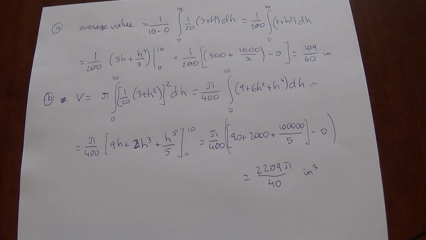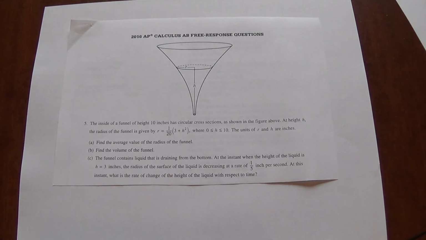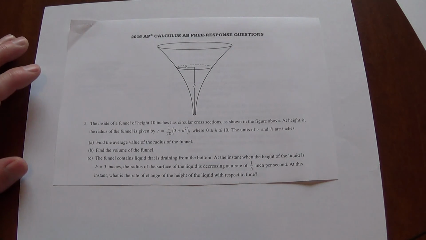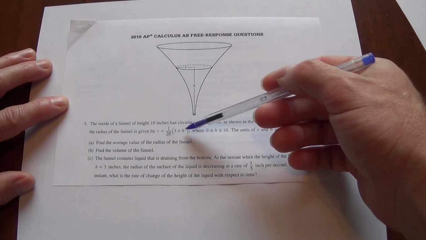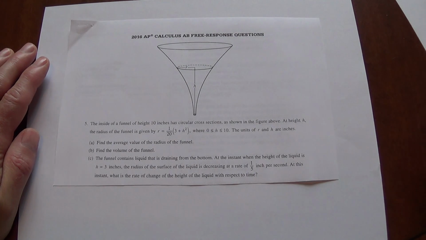A and B are both pretty straightforward. Part C. Let's see what the question is asking us. So we have the funnel that contains liquid that's draining from the bottom. At the instant when the height of the liquid is 3 inches, the radius is decreasing at a certain rate. So what we need to do is determine the rate of change of the height with respect to time at that instant. Okay, so we know how R and H are related to each other. You actually already have an equation given to you, you don't have to come up with one.